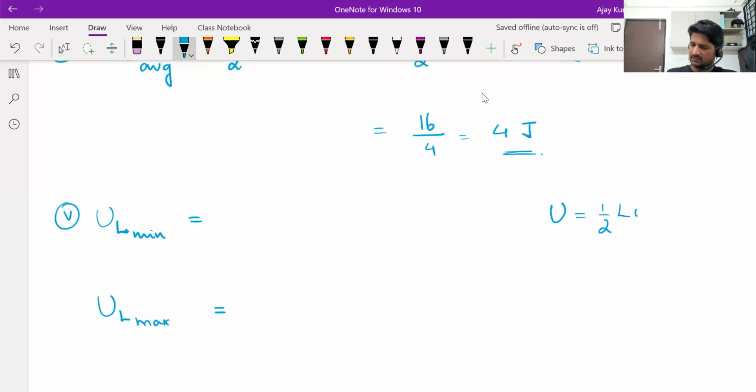Half L i square. Okay. In an AC circuit, which term in this equation will be a variable? Or which term on the right hand side will be a variable? Sir, the current. We want the energy to be minimum. Therefore, that will happen when the current is minimum, because i is in the numerator on that side. Whenever that is the least, the energy will be the least. Actually, not the current. The square of current should be minimum. Okay. Now you have a sinusoidally varying current. What is the least value of its square?